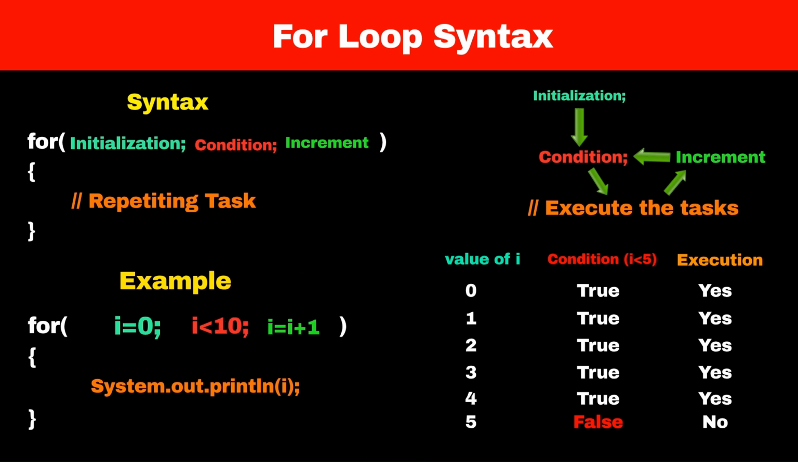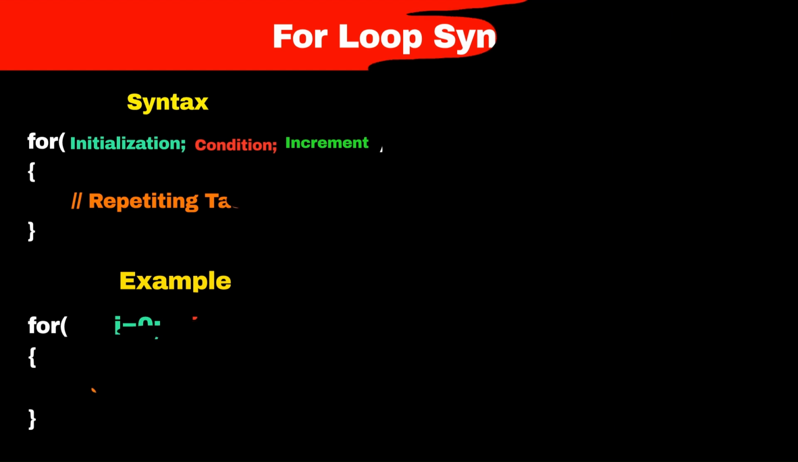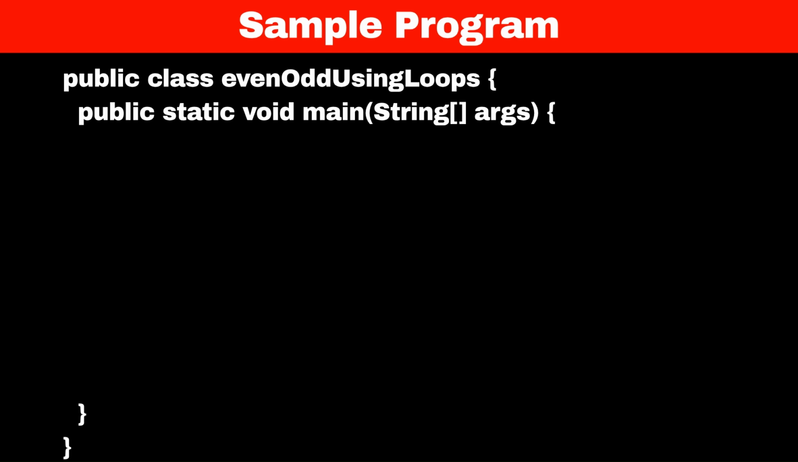Now let's write a simple Java program to print even numbers from 1 to 20 using for loops. First, we have to write the class and main method. We will name our class evenOdd using loops. Now inside the main method, we will write the for loop. The for loop will start with i = 1 because we want to print numbers between 1 to 20. So the stopping condition will be i less than or equal to 20 and the increment condition will be i = i + 1.